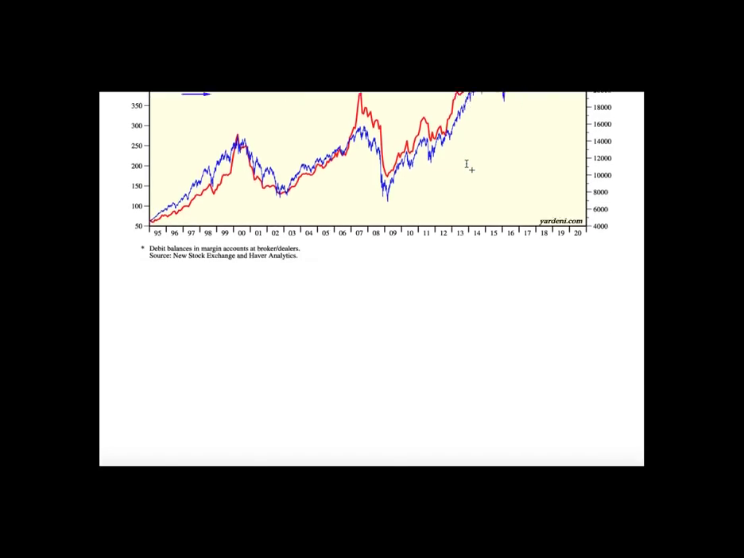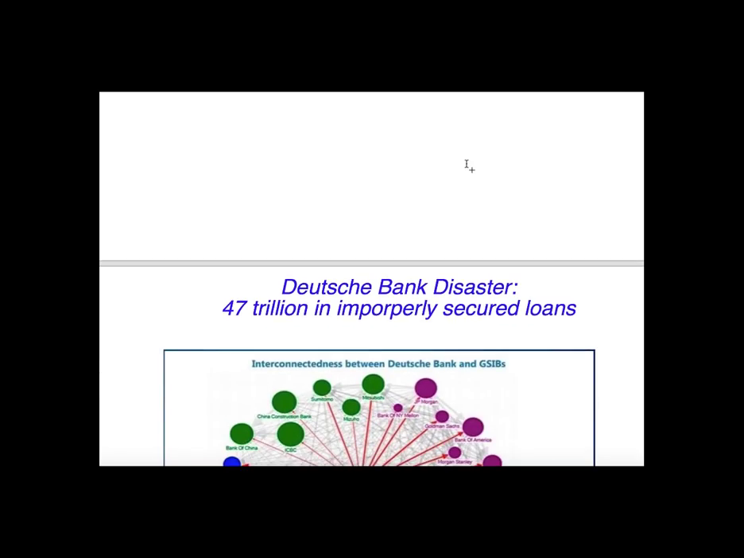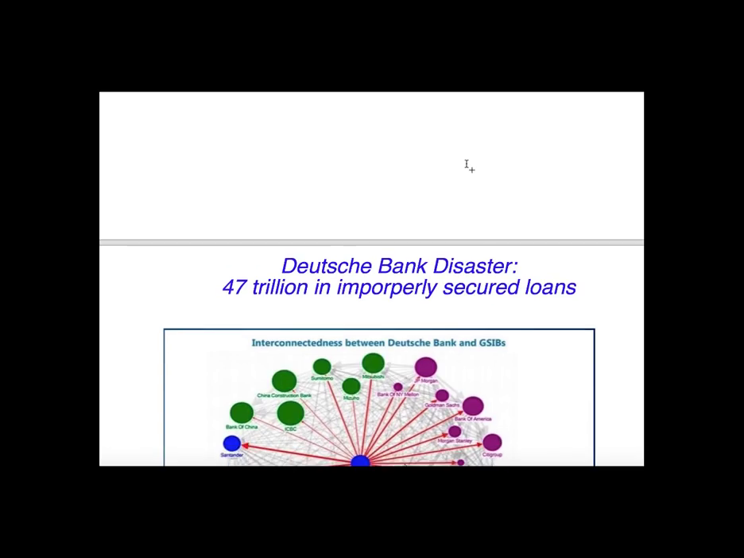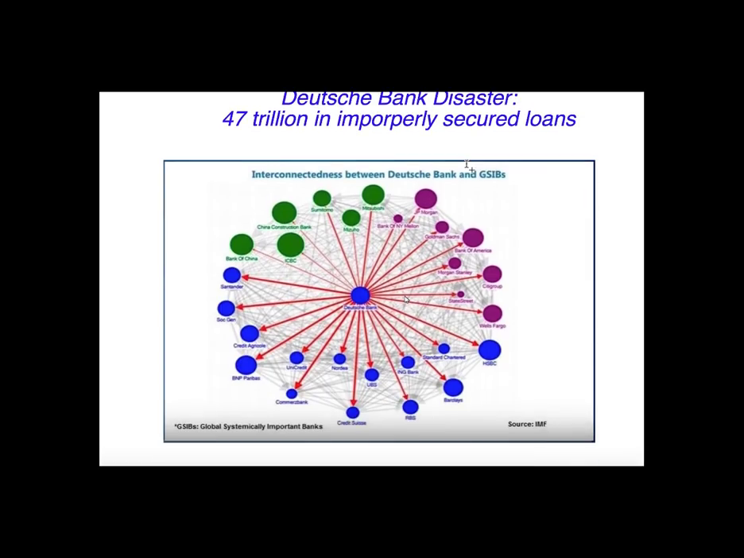The second reason, well, the Deutsche Bank disaster. The second reason that he presents is improperly secured loans. Deutsche Bank actually has 47 trillion in improperly secured loans. Why is this important? I've actually gone into quite some detail, breaking this down in the previous video named Market Crash Money Part 2. So if you're interested in details, please watch that video in its entirety.